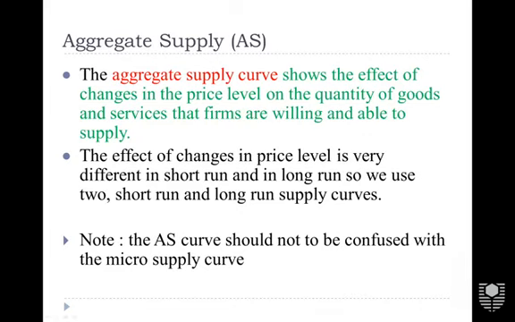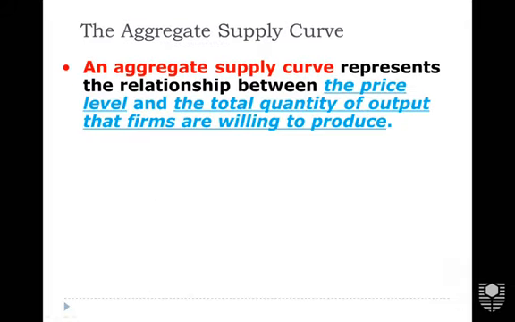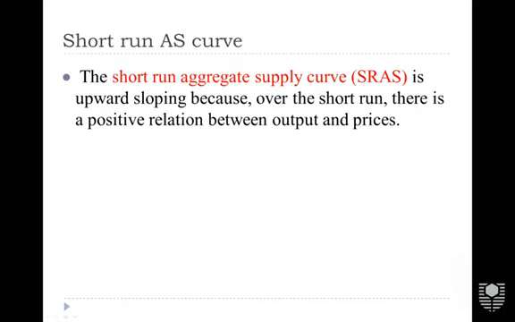Don't assume they're the same. So the aggregate supply curve represents the relationship, and the relationship is negative basically. Sorry, positive here. So it represents the positive relationship between the price level and the total quantity of output that firms are willing to produce. Definitely, if the price level goes up, the profit margin goes up, and firms are willing to supply more. So the real GDP supplied in the economy would go up.